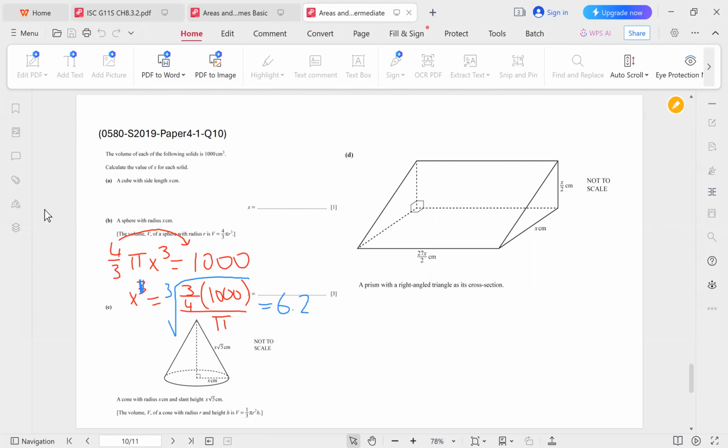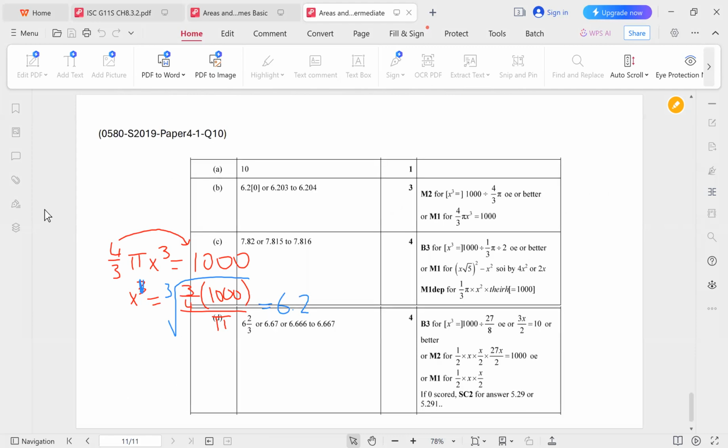Let's check the marking scheme to make sure that we are all right so far. So the first answer is 10, and the second answer is 6.2. So we're doing okay so far.